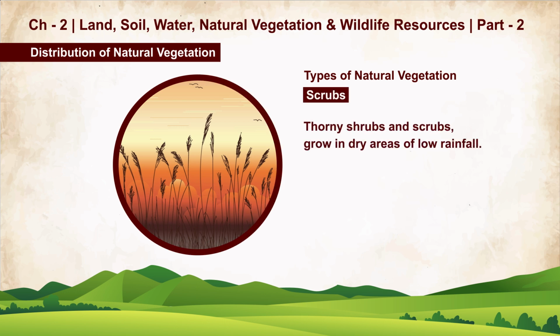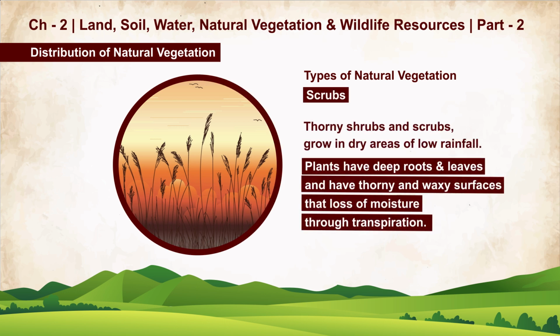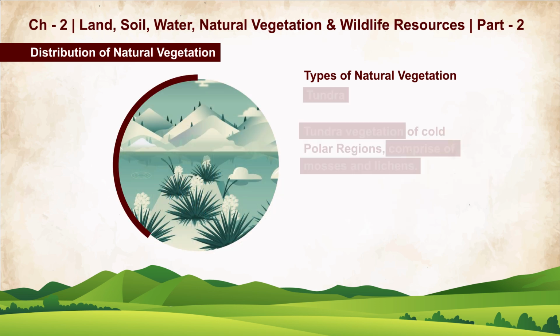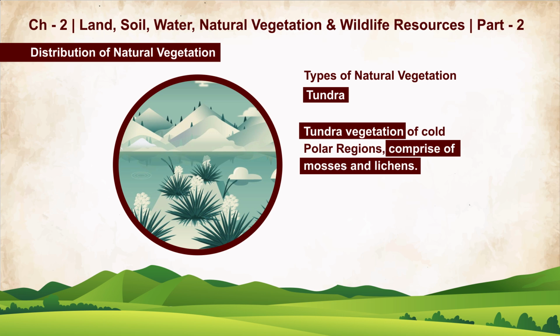Thorny shrubs and scrubs grow in dry areas of low rainfall. In such areas, plants have deep roots and leaves, and have thorny and waxy surfaces that reduce the loss of moisture through transpiration. Tundra vegetation of cold polar regions comprises mosses and lichens.